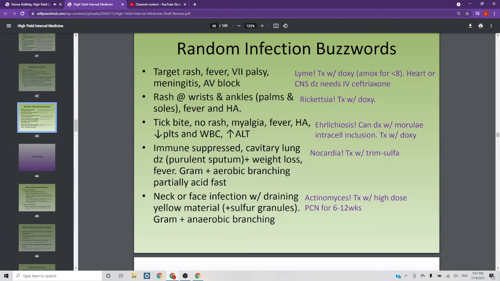So what if you've got a history of a tick bite? The dude saw the tick bite him, but there's no rash, but they do feel like crap. They've got myalgia, fever, headache, their platelets are also low. This is a random one.